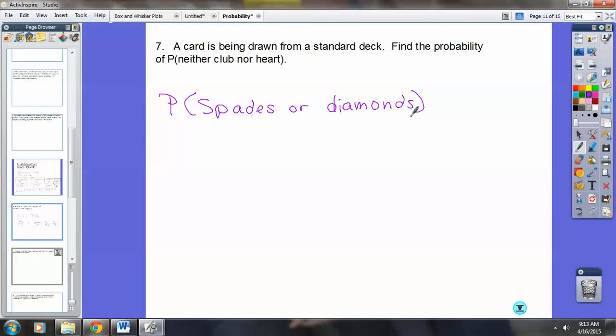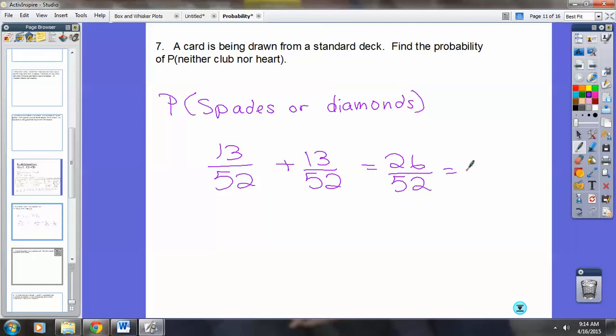Probability of spades or diamonds. Alright, so how many spades are there? 13 out of 52, plus diamonds. How many are there? So we're adding these two fractions which already have a common denominator. 26 out of 52. And 26 divided by 52 is 1/2.